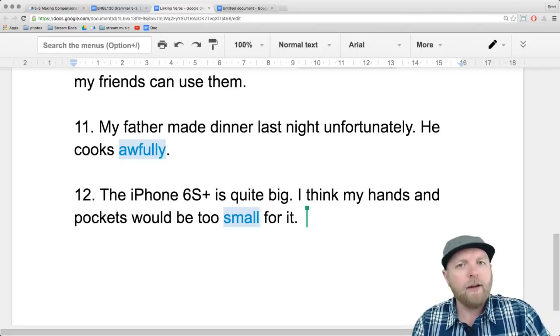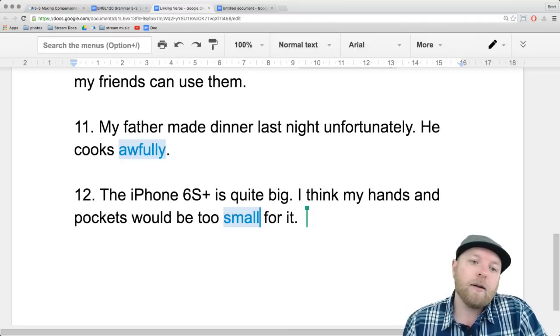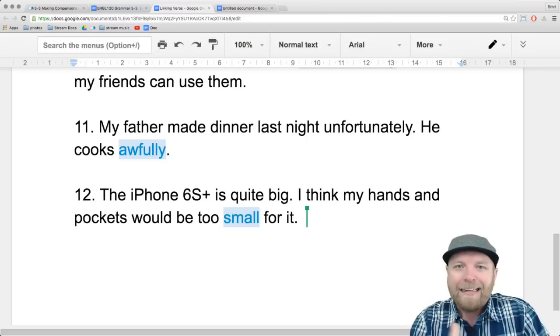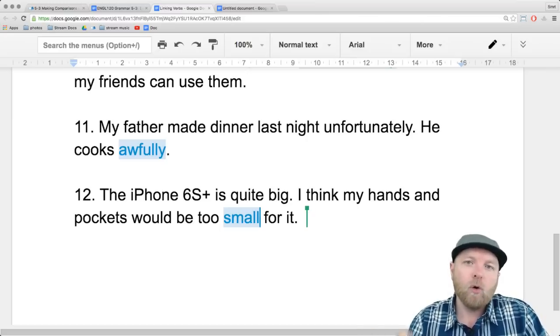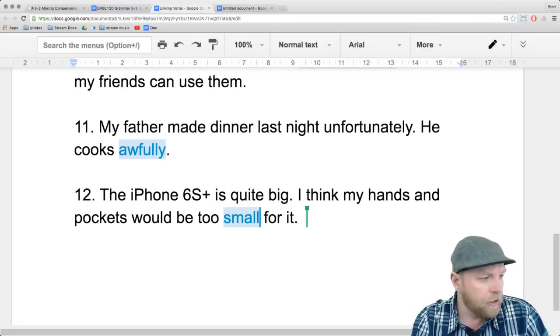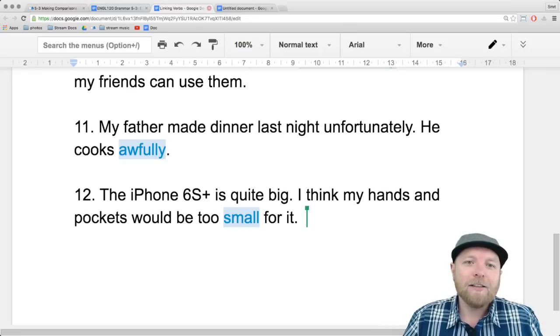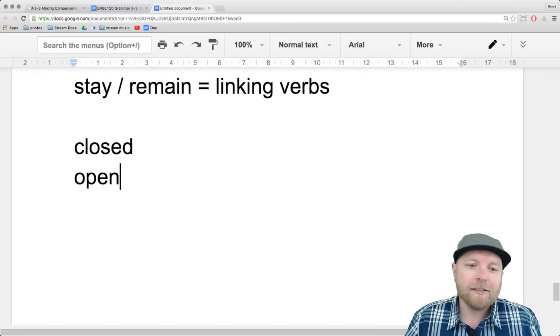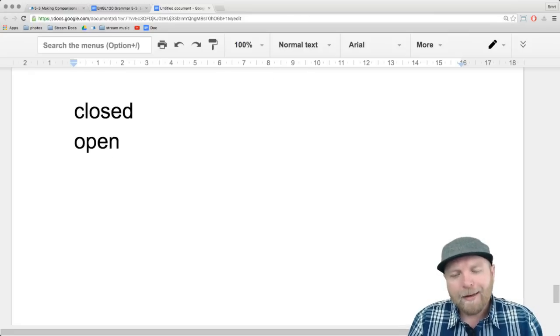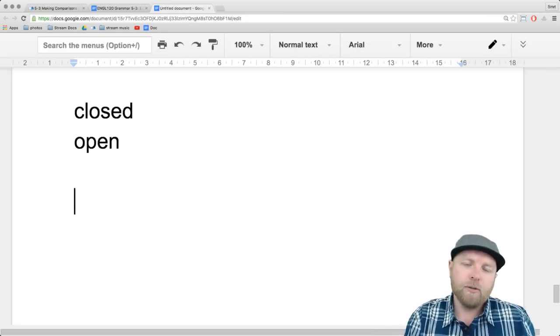Some mistakes, right? But, you know, I think we learned the general difference between linking verbs and normal verbs. Let me know in the comments if you feel more comfortable about that. So let's close this and let's move on. Now we understand when we use adjectives and when we use adverbs.